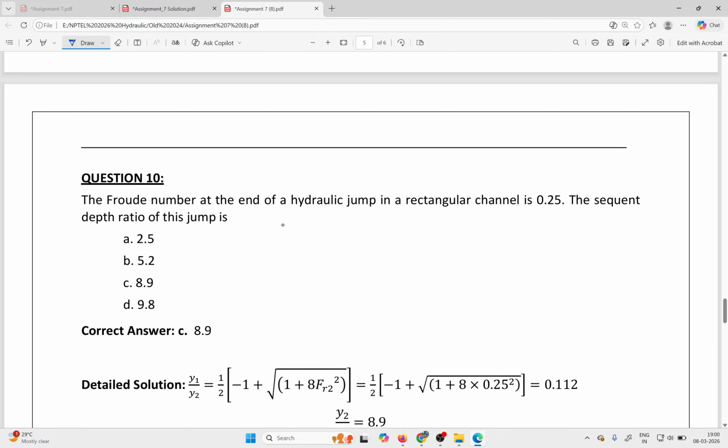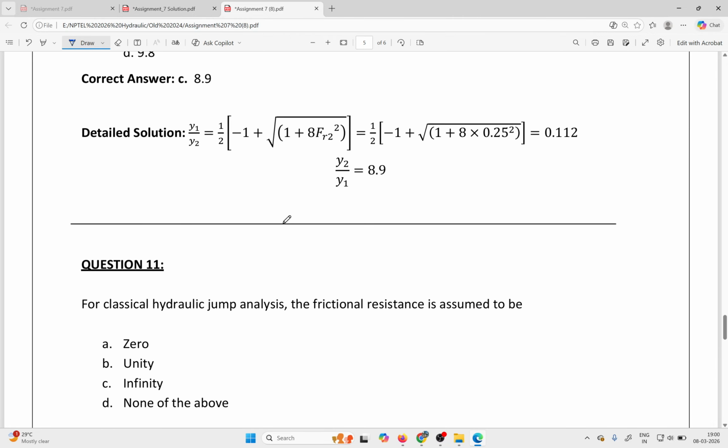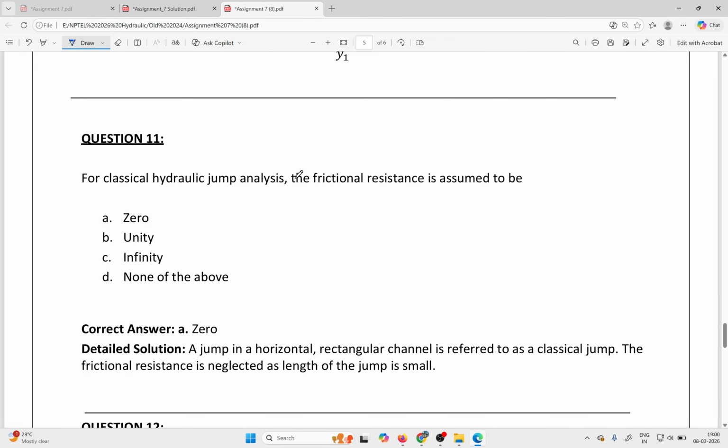Okay, next is question number 10. The Froude number at the end of the hydraulic jump in a rectangular channel, given the sequent depth ratio. We have already solved this question previously; we were using d1 by d2, here y1 by y2.